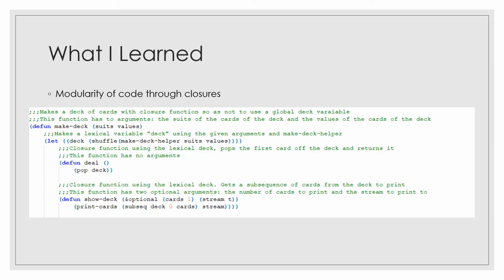What I learned through this was the modularity of code through closures. I thought it was really interesting and useful how I was able to have a quote-unquote global variable, or rather a lexical variable, deck here. This is what will be learned in the cards at Lisp assignment, but what I found very useful for this was being able to use the deal and show deck functions, specifically the deal, but also make deck, which became very useful when using the shuffle function here to create a randomized deck.